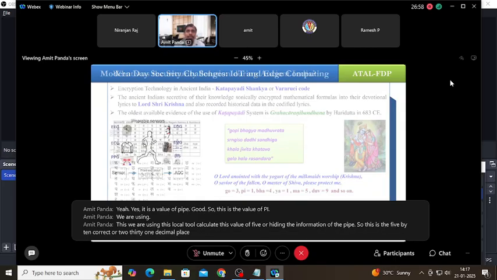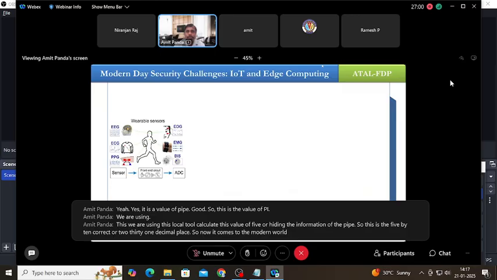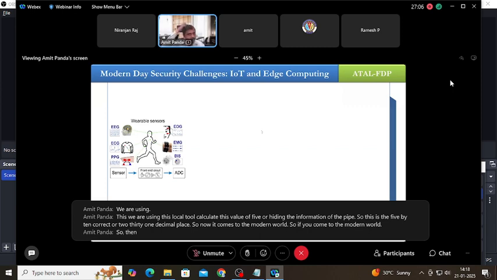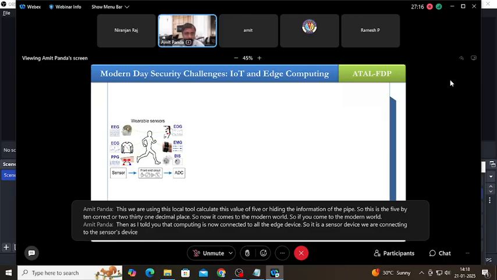Now it comes to the modern world. As I told you, computing is now connected to all edge devices, sensor devices. Mostly it is connected to the IoT, the Internet of Things.